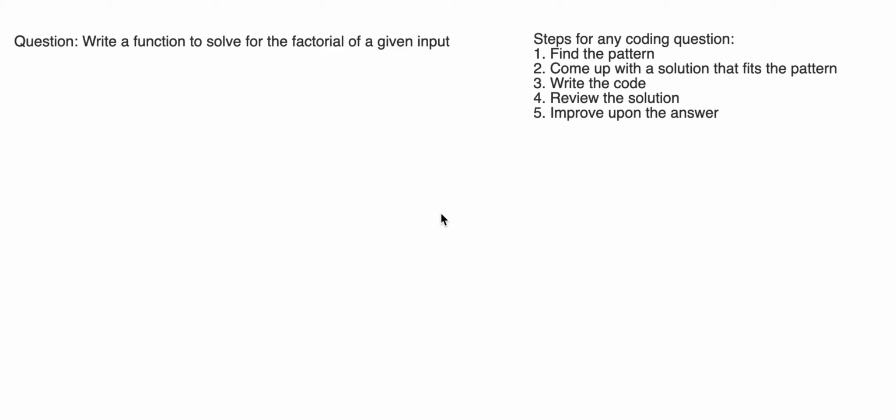So our question here is: write a function to solve for the factorial of a number given an input. And over on the right here, we have our general steps for any coding question. The first thing we're going to want to do when asked the question is see if we can find a pattern, and come up with a solution that fits this pattern, either based off of previous experience or critical thinking or some combination of the two.